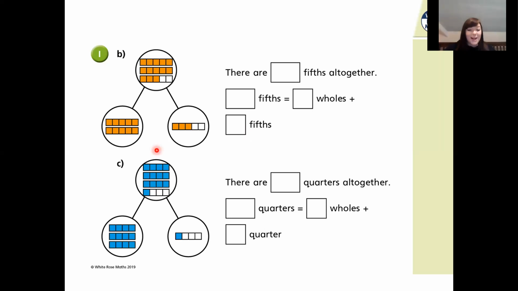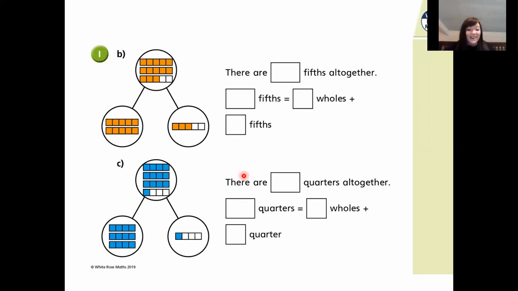So this one, I'd like you to have a go by yourself. This one is split into quarters. So the bar is split into 1, 2, 3, 4 parts. So bear that in mind when you're filling in this sentence. How many quarters are there altogether? Altogether, quarters equals how many wholes and how many quarters have you got left over? How many wholes and how many parts? Pause the video, write down your sentence, and tell me what the answers are.